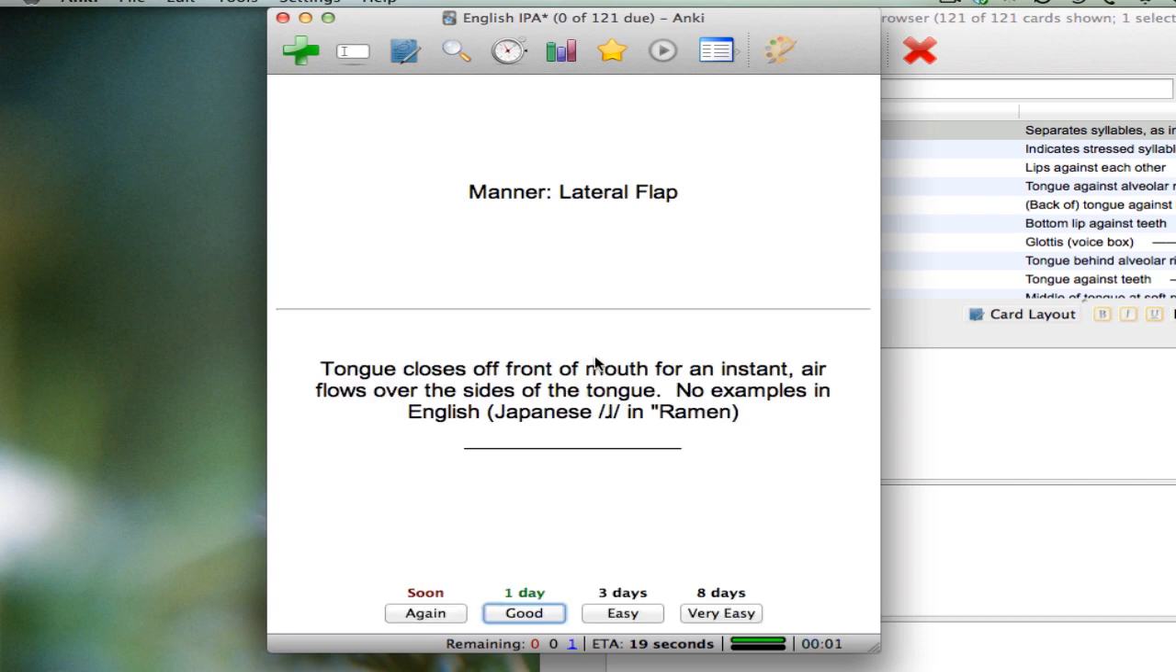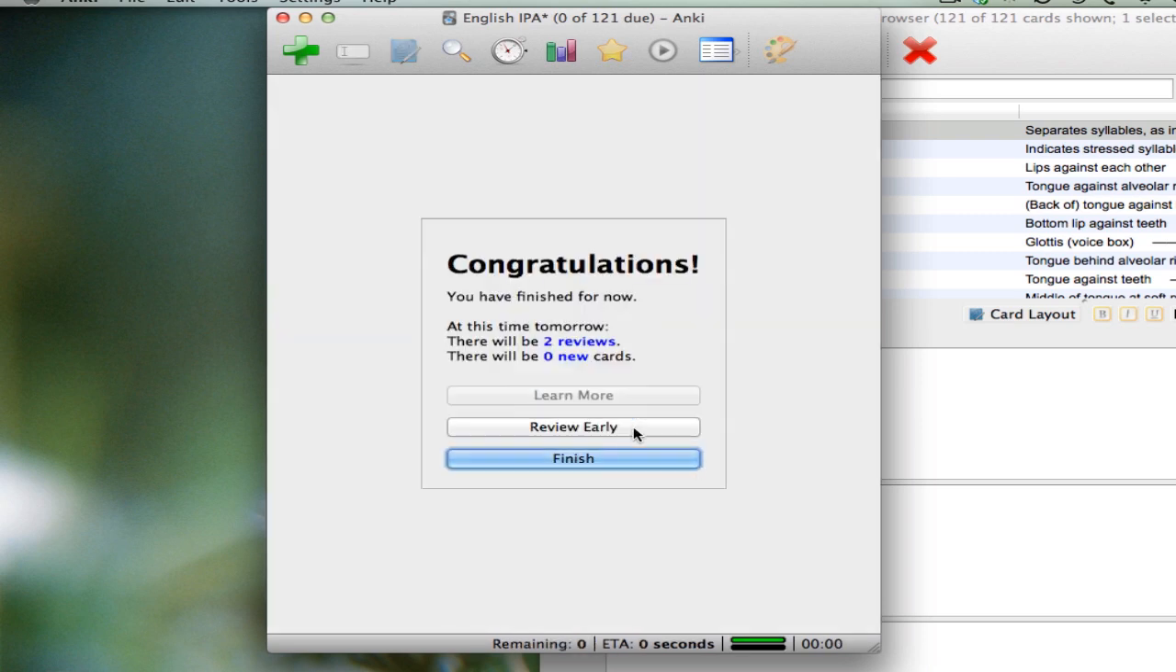Lateral flaps, again, don't really exist in English. I covered them in the, I think, second video. Ramen. It's hard for me to do. This exists in Japanese. This exists in a few languages where it's sort of a momentary L. And that is it. That is the entire English IPA deck.